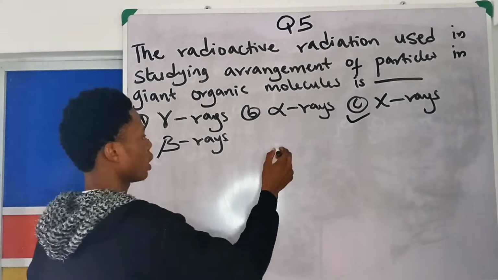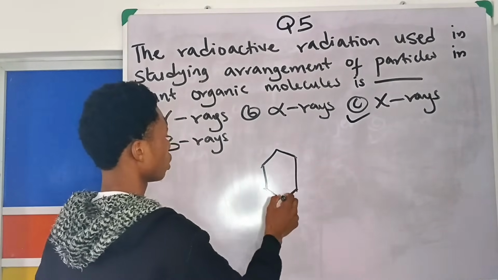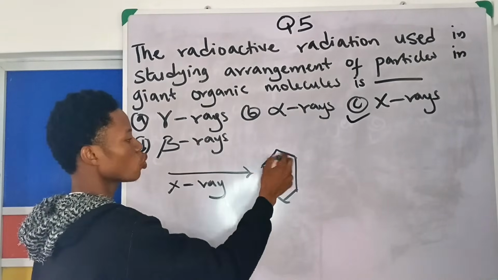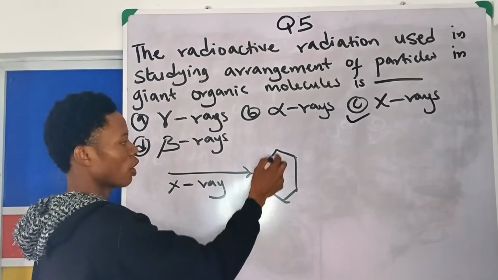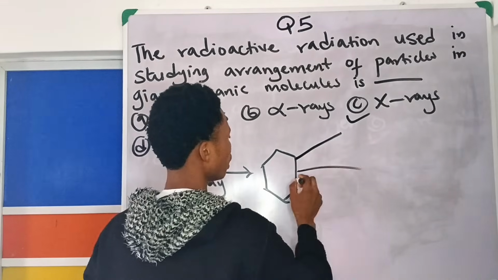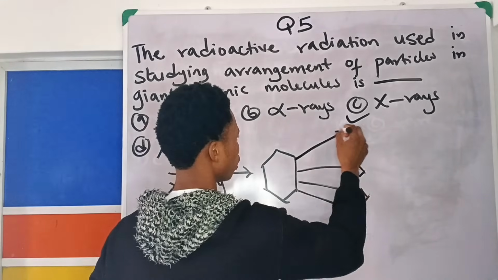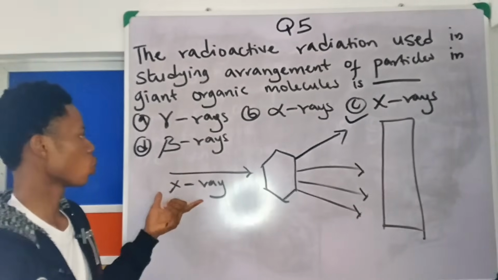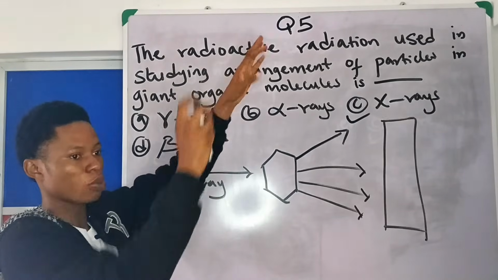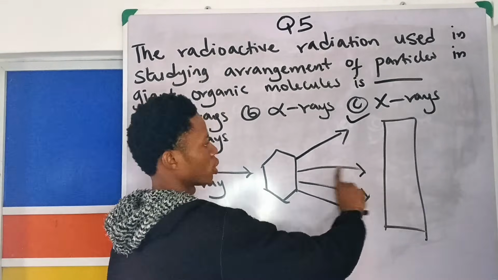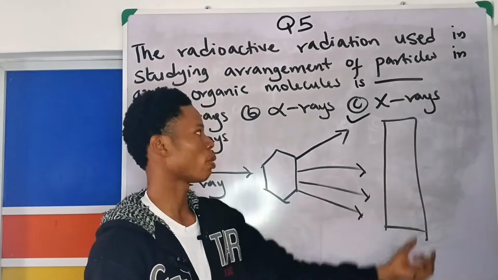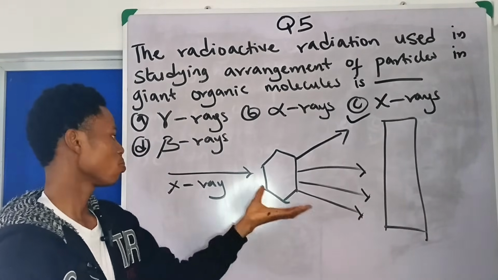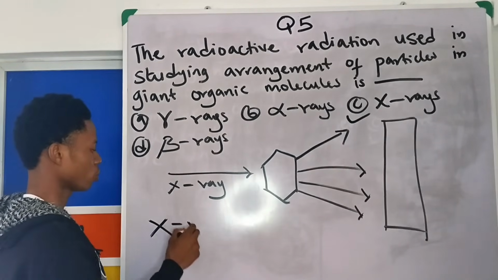Now, if you have a crystal like this, a crystalline substance, X-ray is passed through it, and the X-ray will interact with the electrons found on this, the electrons found on this, and the X-rays will be diffracted, and it will form a specific pattern on a receiver here. So this is how it works. X-ray will hit the crystal, interact with the different arrangement of electrons, and the diffraction will form a pattern that gives the three-dimensional structure of that giant molecule. The process is called X-ray crystallography.